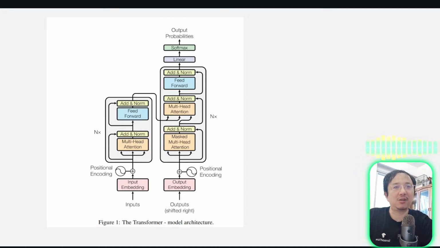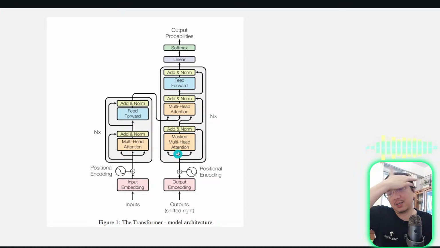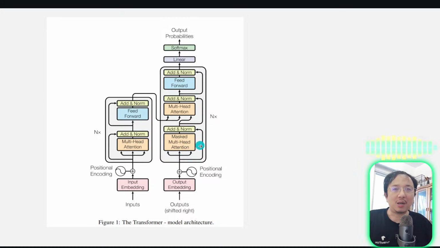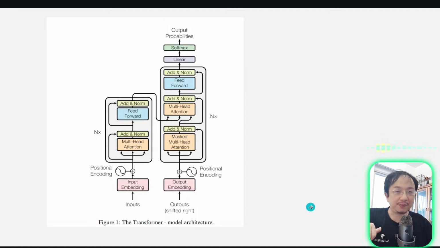So the only difference between the encoder and decoder is that in the encoder, each token can see the past tokens and the future tokens, the tokens before it and the tokens after it. However, in the decoder model, if you want to generate a token, you can only see the past tokens, the tokens before, not the tokens after. So that's the only difference.